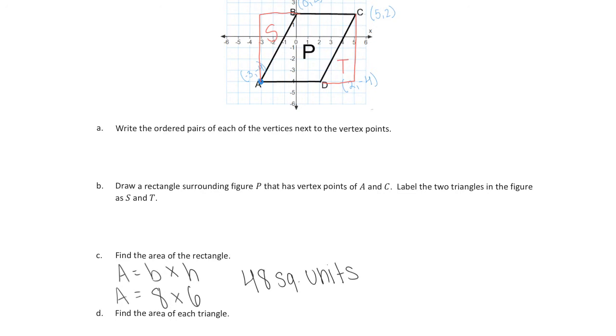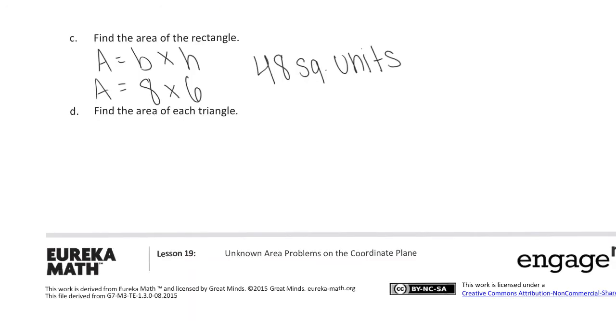Now let's find the area of these triangles. What we can recognize about these triangles first is that they are the same size. I see that they have the same base, which is 3, and they have the same height, which is 1, 2, 3, 4, 5, 6. So essentially they're going to be using the same equation. Again, I know that for figure S and figure T, our base for both equals 3 units and our height equals 6 units.